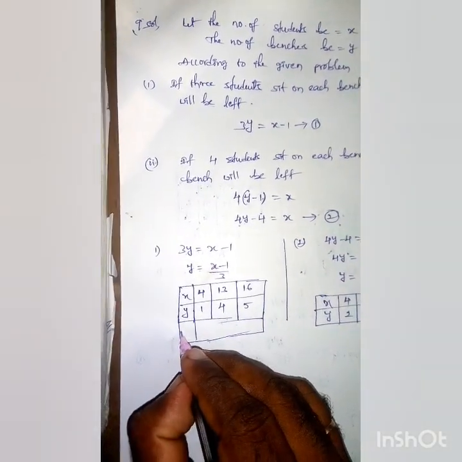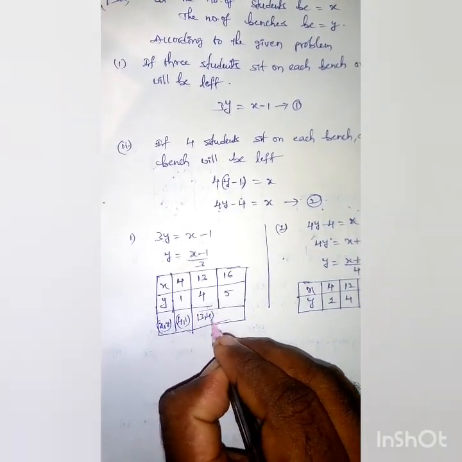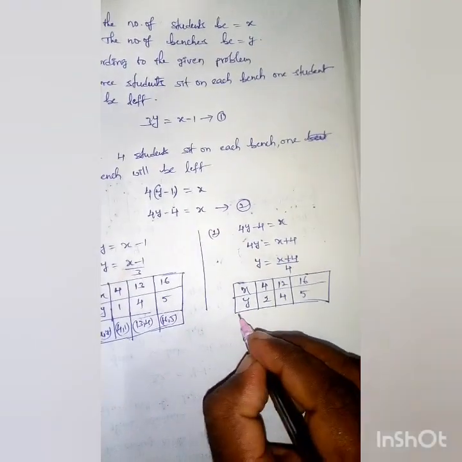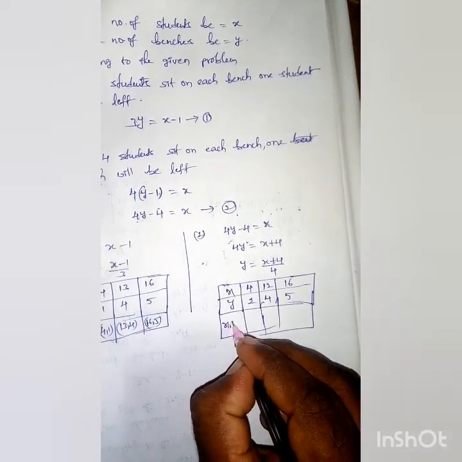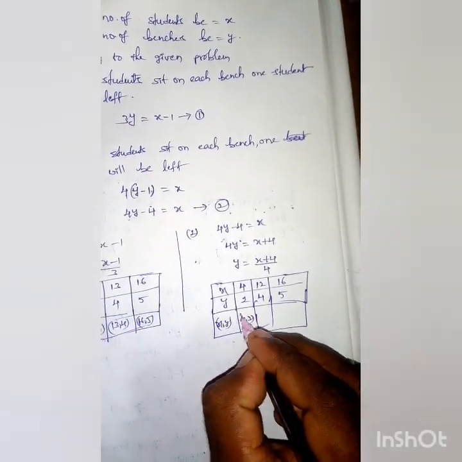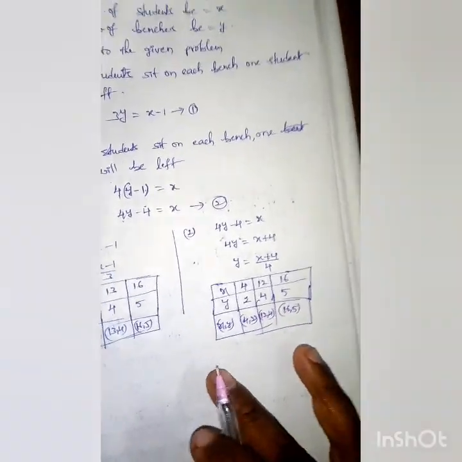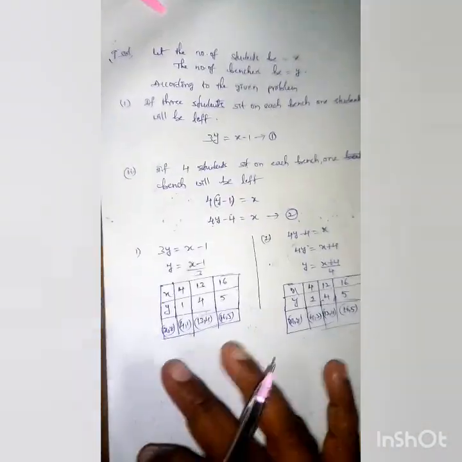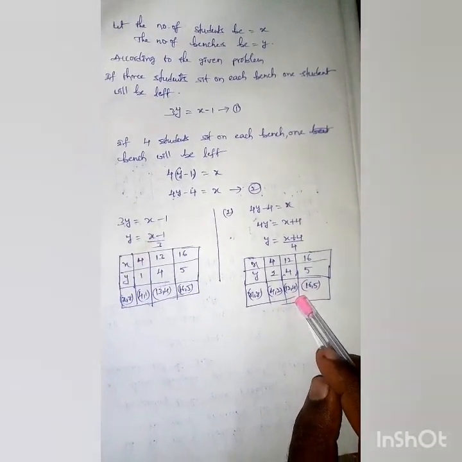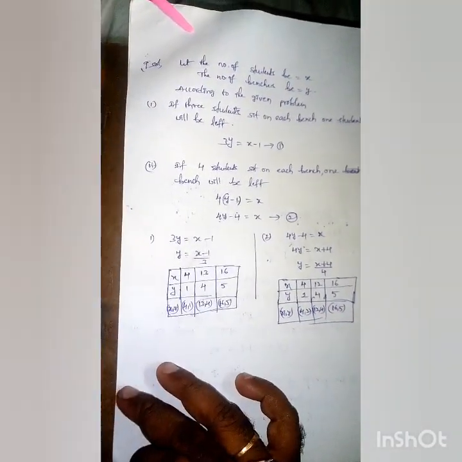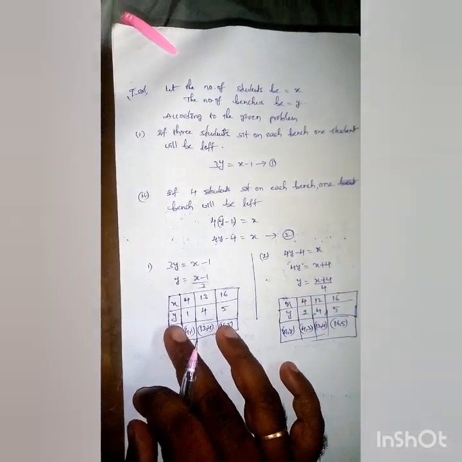So we can draw the first straight line by using these values: (4, 1), (13, 4), (16, 5). Similarly, write the values in the second table also in the form of coordinates: (4, 2), (12, 4), (16, 5). Okay students, draw the graph by using these two tables. You can draw the first straight line by using the first table, and the second straight line by using the second table. If you draw the two straight lines, they intersect at one single common point, and that common point gives the solution for the given problem.